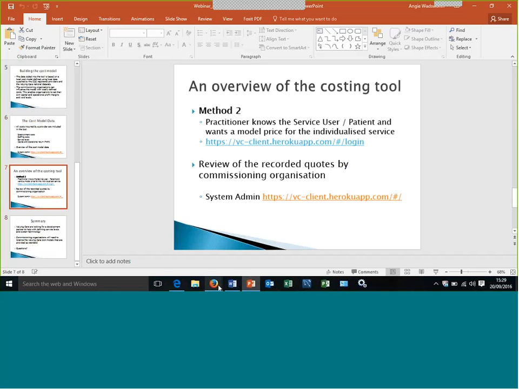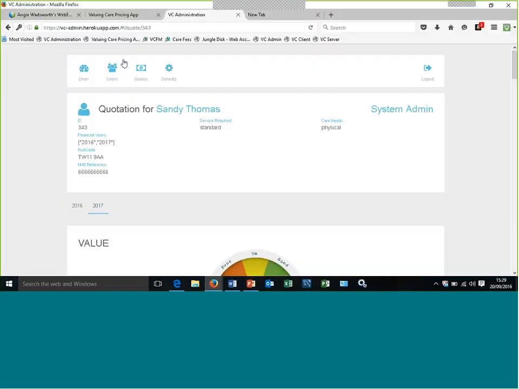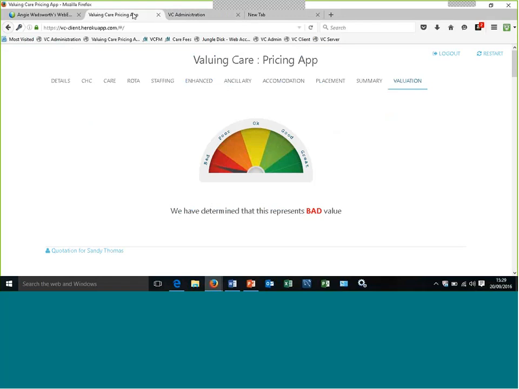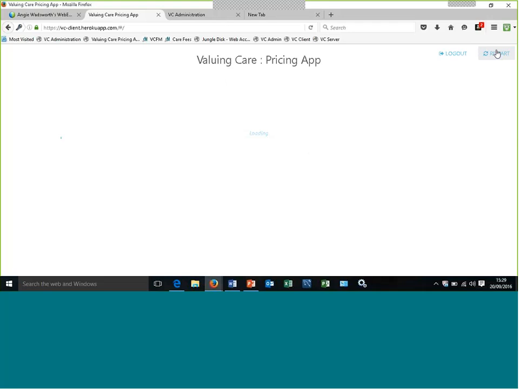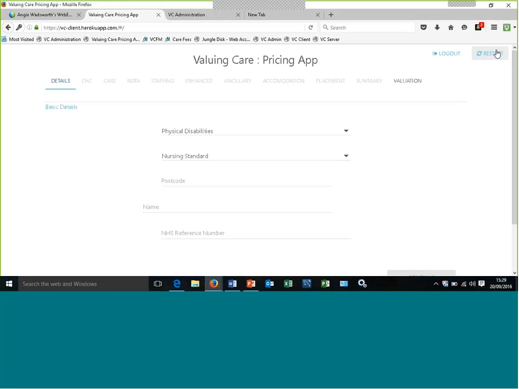So I'm going to go back into my practitioner view. I'm going to restart this, and although you'll see the same theme, you'll see where the slight changes are. So again, I'm going to stay with my same client, that's Sandy Thomas, and I'm going to. Sorry, that does help if you put the right.